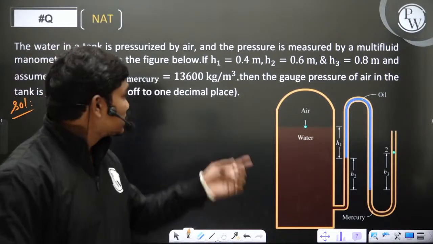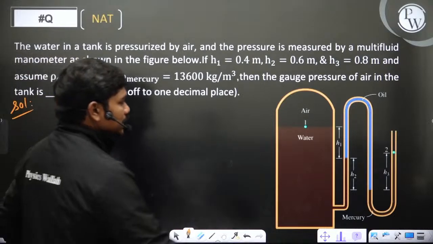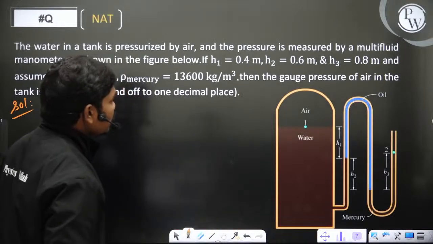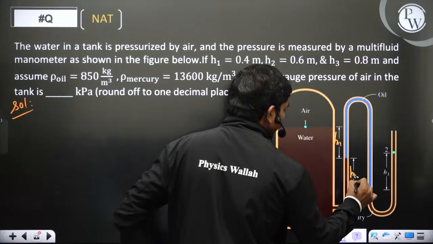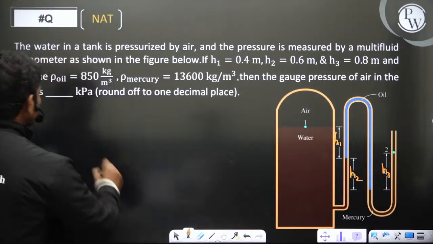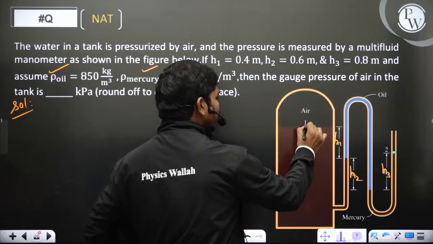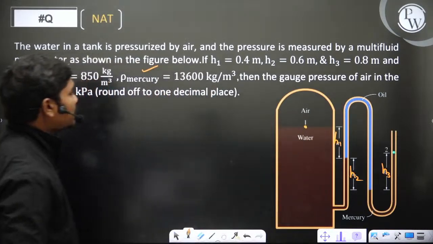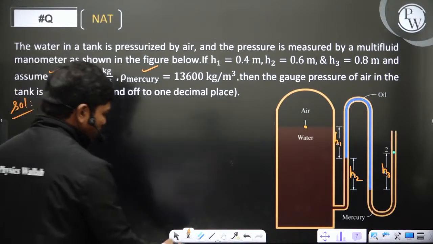Fine. So see here, water in a tank is pressurized by air, as shown in the figure. If H1 is 0.4, so this is H1, this is H2, and this is H3 obviously, 0.8 meters, and assume the density of oil is 850 and the density of mercury is 13,600, then the gauge pressure of air at this location is dash kilopascals, rounded off to 2 decimal places.